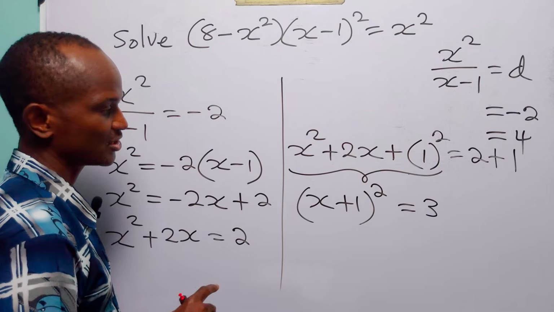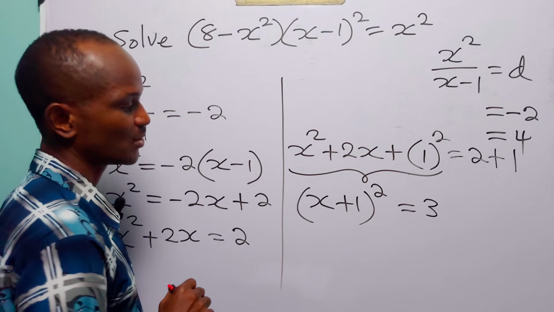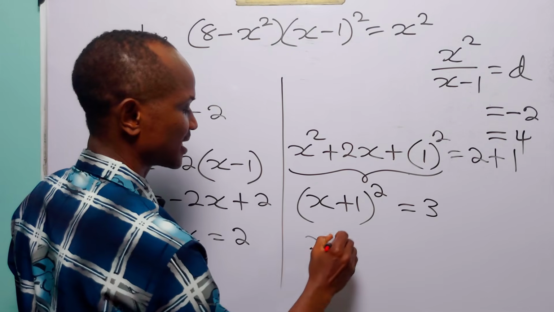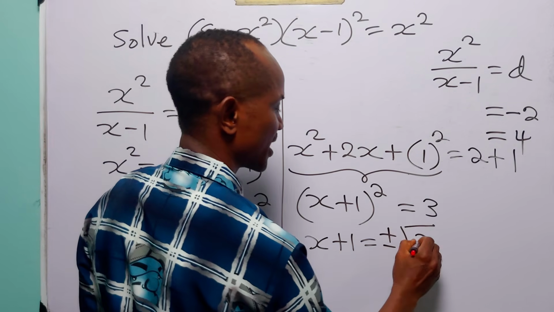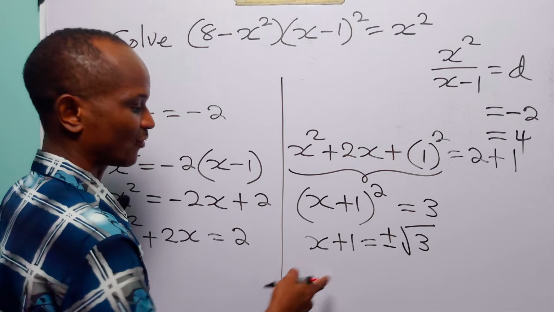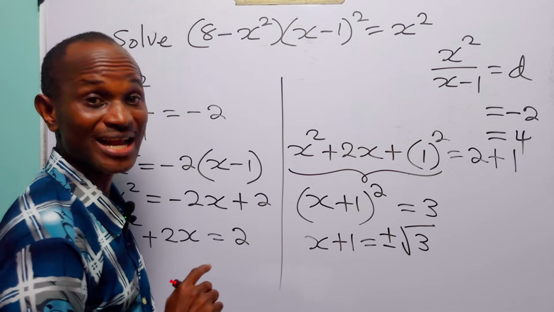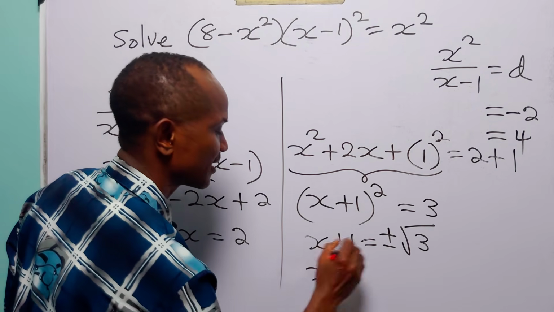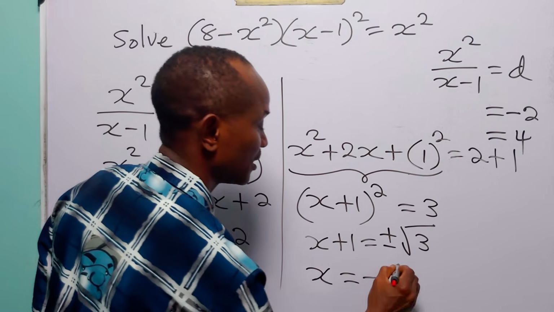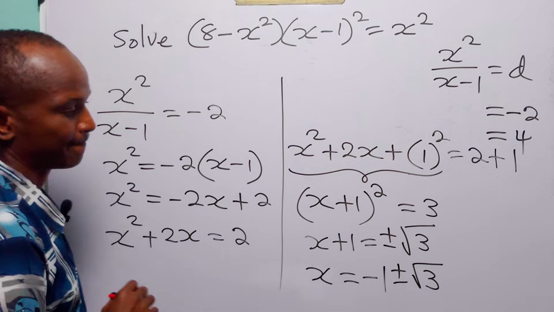Now, to solve the equation, we take square root of both sides of this equation. When we do that, we have that x + 1 is equal to plus or minus the square root of 3. And of course, now we subtract 1 from both sides of the equation to find the values of x. When we do that, we have that x is equal to -1 plus or minus root 3.